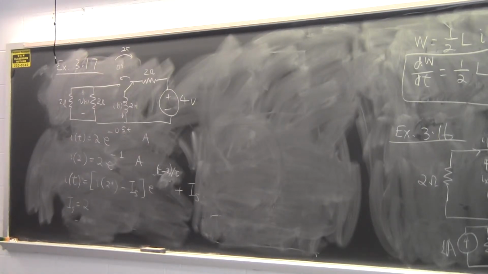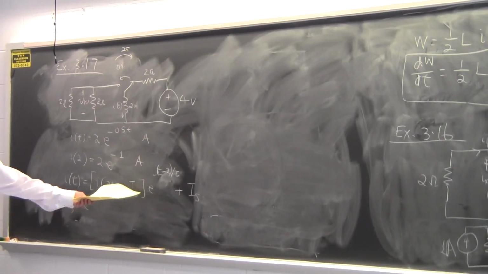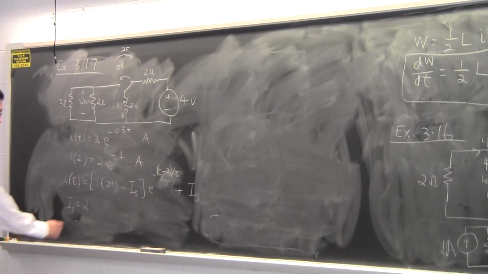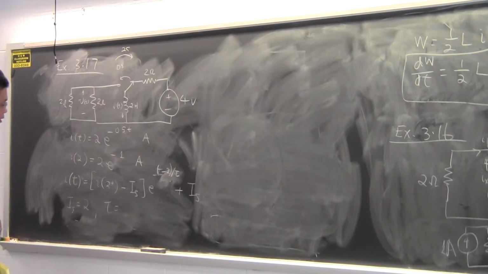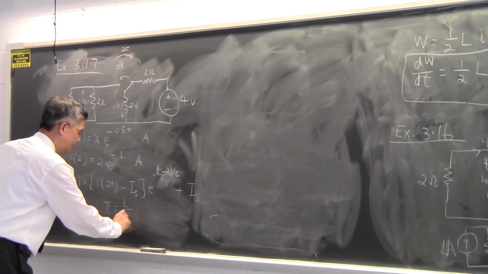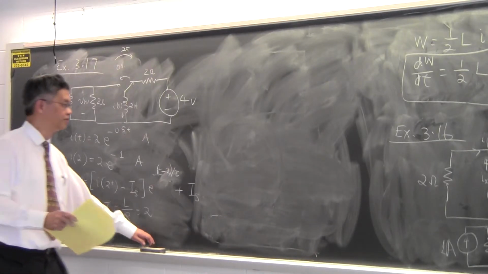And then I have everything solved. I know what the solution is. I know this number, which is this number. I know what this number is. I know what tau is. Tau is equal to, I think I made a mistake on that and somebody pointed that out to me, L over R is equal to 2, right? And then you plug in everything, and you can plot the solution now.